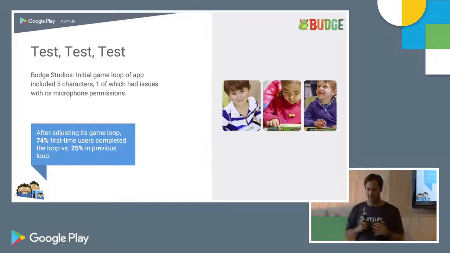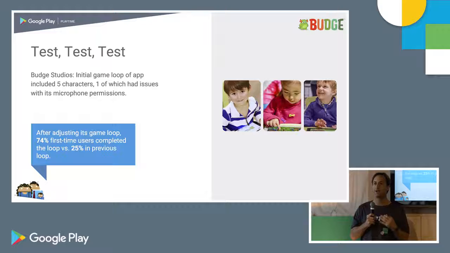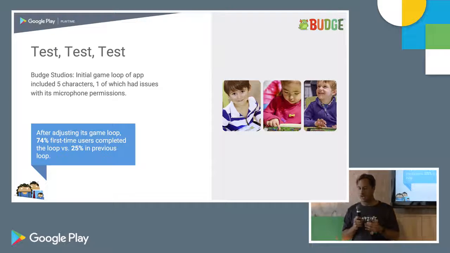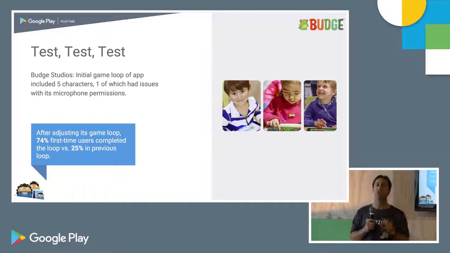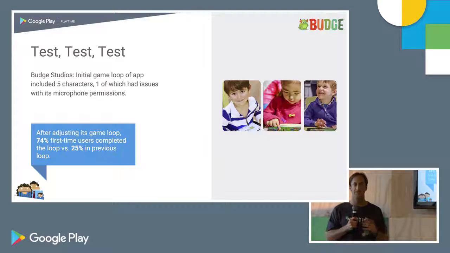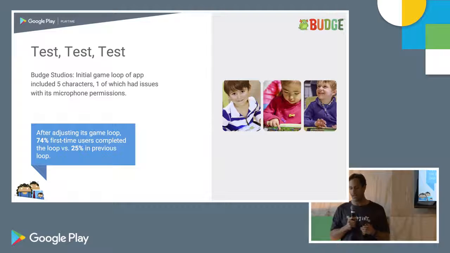And test. Like we were saying, you got to keep testing. Budge Studios, through their rigorous testing, was able to find that an initial game loop included 5 characters, one of which had issues with their microphone permissions. So after adjusting this permission and fixing it, they saw an increase to 74% of first-time users in this loop compared to 25% in the previous loop.